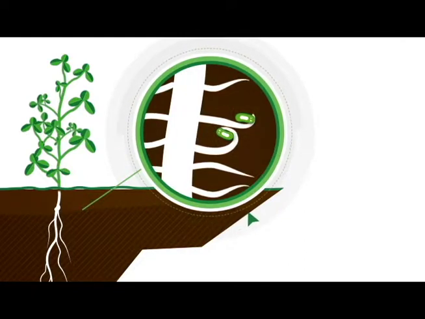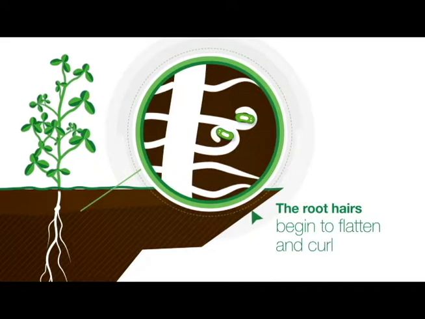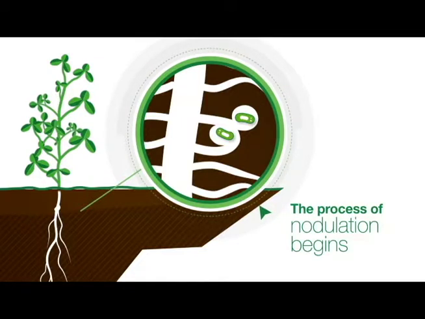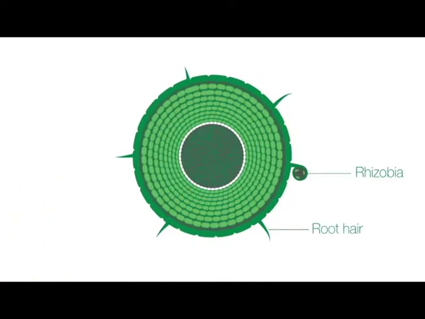Very quickly, plant root hairs near the rhizobia begin to flatten and curl. A pocket is formed by the root hair, and when rhizobia are captured in this pocket, the process of nodulation begins. While this process is extremely complex, we know that the rhizobia actually penetrates the root hair membrane. An invasion thread is formed that grows down through the root hair and eventually enters the plant root cortex, the tissue layer found immediately below the epidermis, which is the outer layer of the root surface.